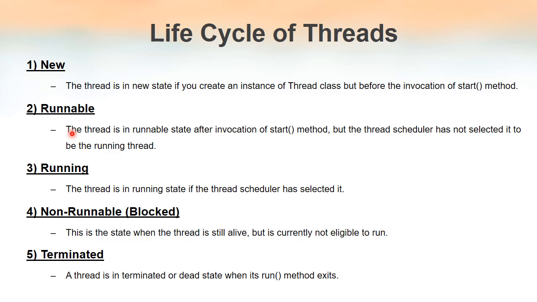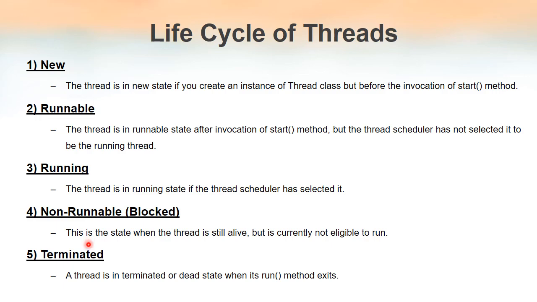Once we call the start method, the thread will move to the runnable state, and the thread scheduler, which is inside the CPU, will be selecting threads from the runnable state. So all the threads inside the runnable state are ready for running. That is, we have called the start method, but the thread is not yet selected by the thread scheduler. It is waiting for the thread scheduler to select it. Once the thread scheduler selects the thread and it starts running, it is in the running state.